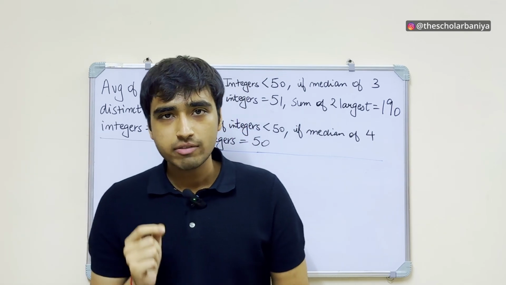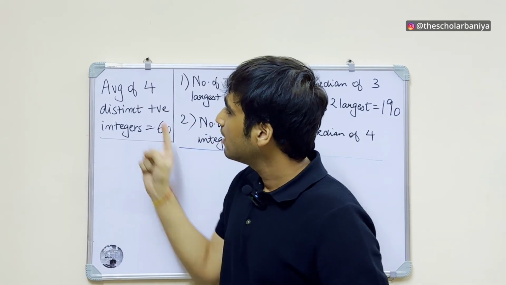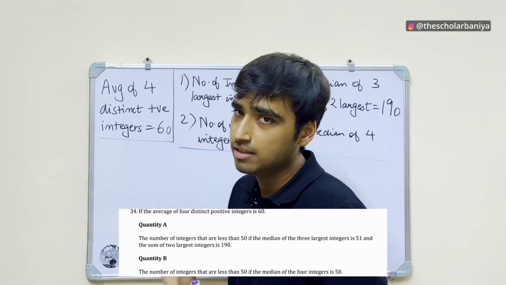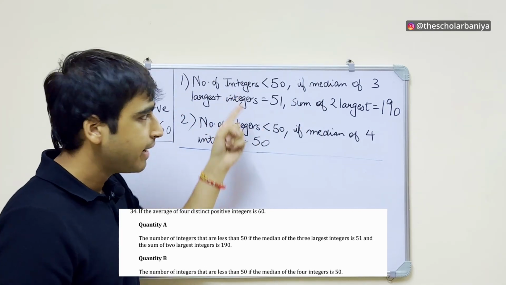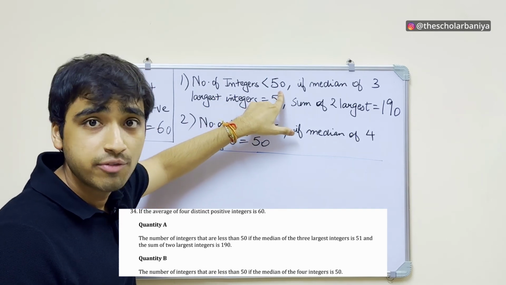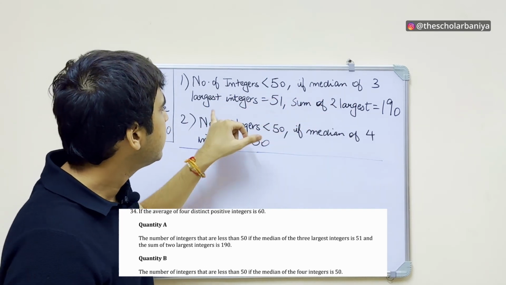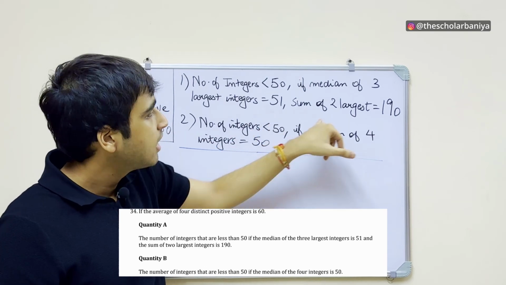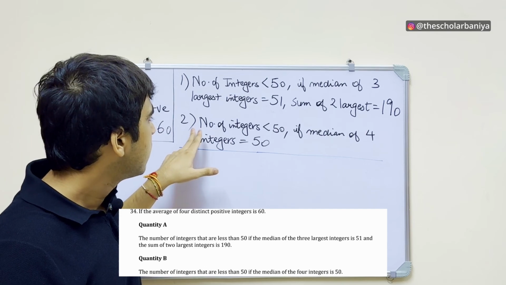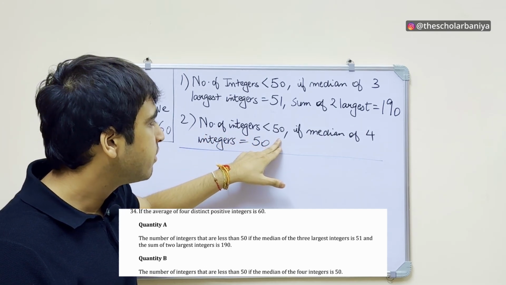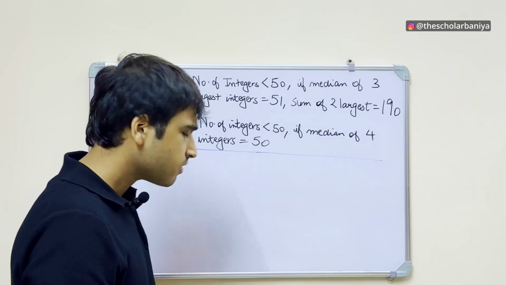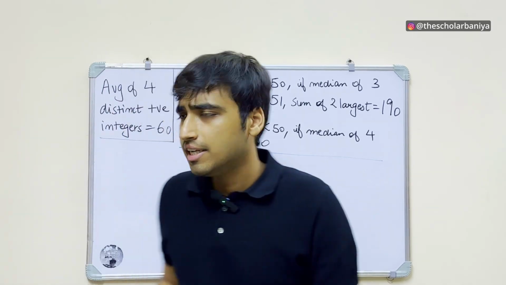So let's move on to the next question, guys. In this question, we are given that the average of four distinct positive integers is 60. And we have to compare two things. The first is the number of integers less than 50 if the median of the three largest integers is 51 and the sum of the two largest is 190. The second is the number of integers less than 50 if the median of the four integers is 50. So it looks a little complex, but it's pretty easy.